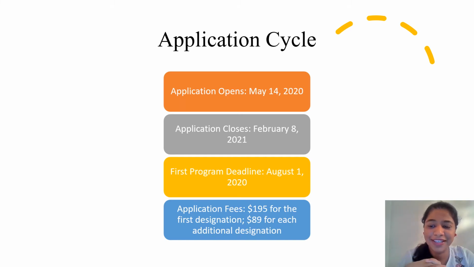So the application cycle began about a couple of months ago. The application opened May 14th and it closes February 8, 2021. So you still have those 6 months to apply if you decide to. The first program deadline is August 1st. The application fee is $195 for the first and then $89 for each additional designation. The good thing with the PASS application is that it's one application, and then of course you have additional supplemental applications or specific materials which certain programs request.